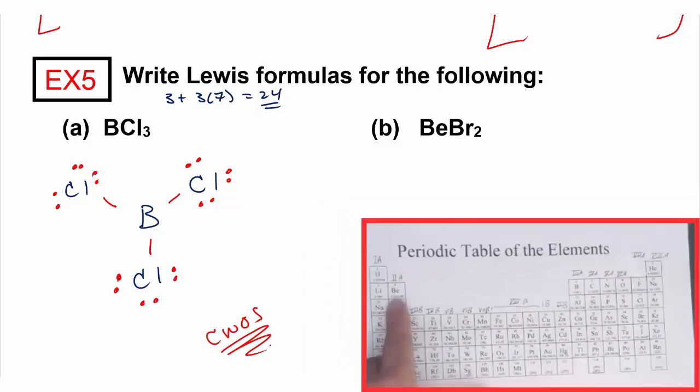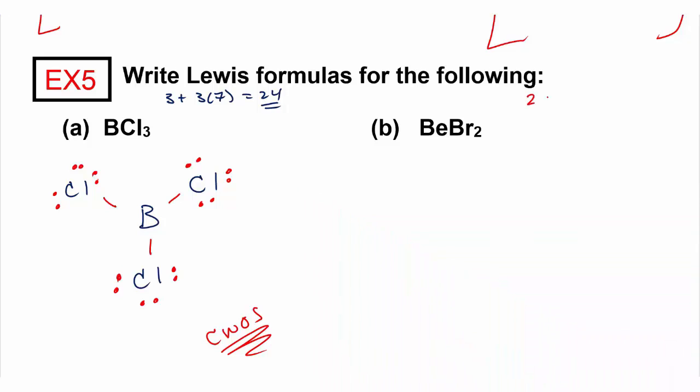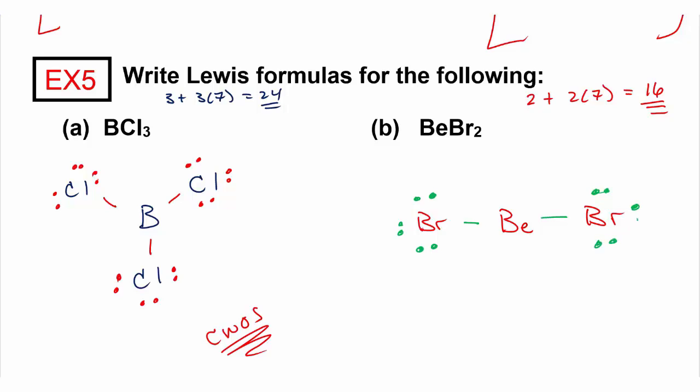Beryllium dibromide. Beryllium has 2 valence electrons. Each bromine has 7. That's 16 valence electrons total. So put beryllium in the center, surrounded by 2 bromine atoms. First thing we do is make our covalent bonds. Surround the surrounding atoms with octets. Count them up. If we have anything left over, goes to the center atom. 8 and 8 is 16. Beryllium is not a member of CNOS, so we're done. Beryllium just is not obeying the octet rule.